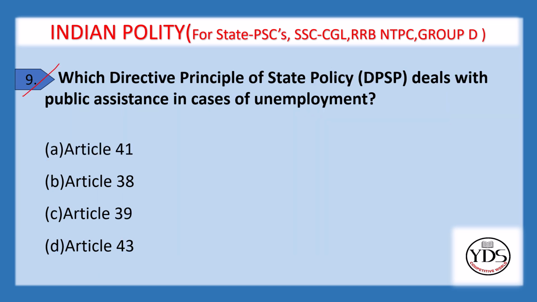Ninth question. Which Directive Principle of State Policy, DPSP, deals with public assistance in case of unemployment? Option A, Article 41. Option B, Article 38. Option C, Article 39. Option D, Article 43. Option A, Article 41 is the correct answer.